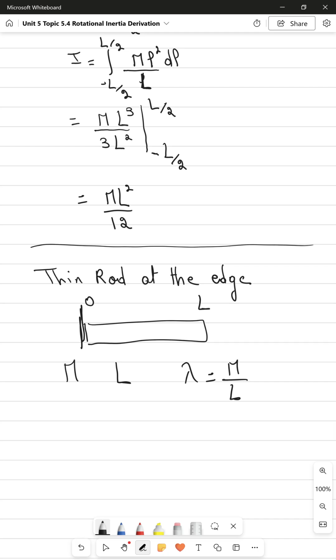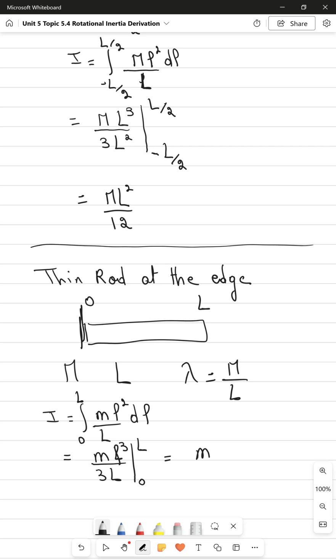We are going to get the same integral. I equals the integral from 0 to L of m l squared over L dl. By applying the integral, we will get m l cubed over 3L from 0 to L, so it's going to be m L squared over 3.